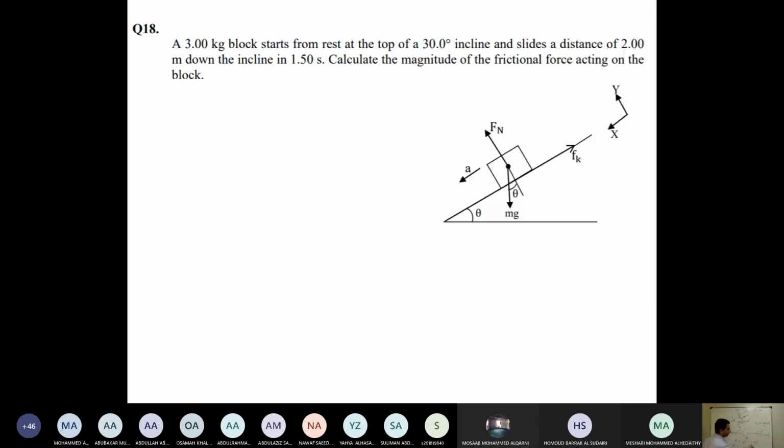Sorry guys, I messed up here. This is not g. This is a. This is a here. A, and we know the time is 1.5 seconds. 2 equals half a times 1.5 squared. The only unknown here is the acceleration. From here we determine acceleration, which will be 4 divided by 1.5 squared. Okay? We get the acceleration from here. Once we bring that and put this in equation 1, the only unknown we will be seeing is the Fk. That's what we need to determine. Like this.